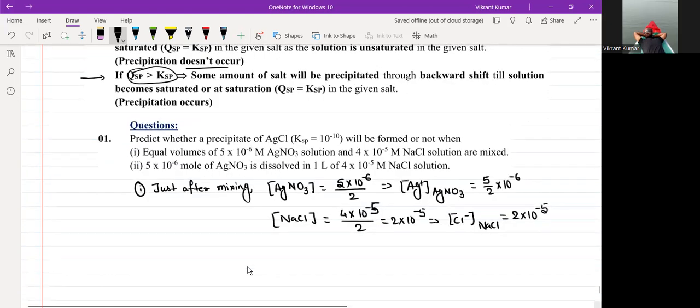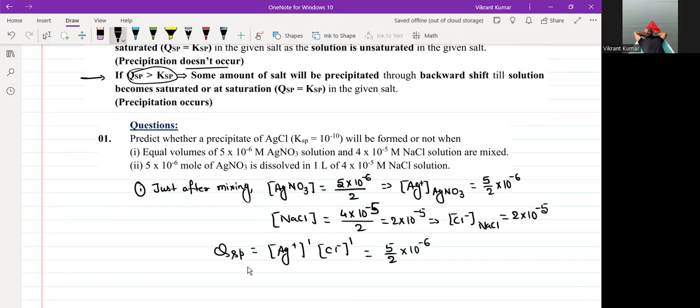And that's why after that, if I want to calculate QSP, it will be concentration of Ag plus raised to 1 into concentration of Cl minus raised to 1, which is coming 5 by 2 into 10 raised to minus 6 into 2 into 10 raised to minus 5, which is 5 into 10 raised to minus 11, or we can write this is 0.5 into 10 raised to minus 10. That is definitely less than KSP, because KSP is 10 raised to minus 10. And that's why we'll say in this case, as QSP is still less than KSP, we'll say no precipitation.